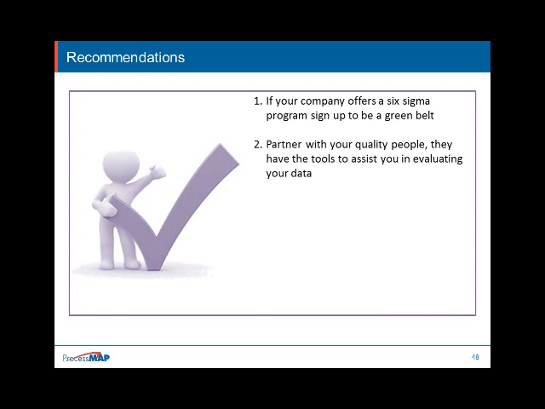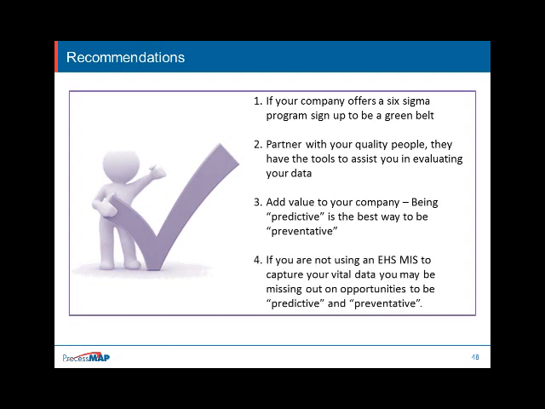If your company doesn't have a Six Sigma program, you probably have a quality group. Go partner with your quality group. Again, this presentation is going to be available to you. Feel free to print it off. Tell them that you want their assistance in doing some of these things. Get the help that you need out there to assist in evaluating your data. You know, really, as an EHS professional, add value to your company. Being predictive is the best way to be preventative. When we're preventative, we help control injuries, we help control out of compliances, we help control cost. Okay, so get out there, be predictive.